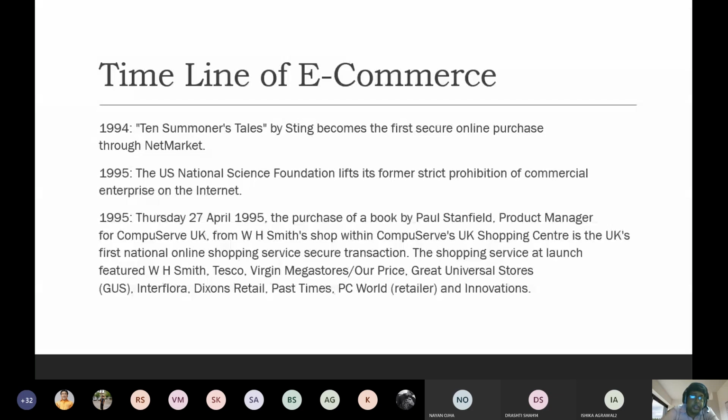In the year 1995, on Thursday, 27th April 1995, the book Paul Stanfield was purchased from W.H. Smith's shop, which was an online store meant for selling books online. This is where the first book was sold online.